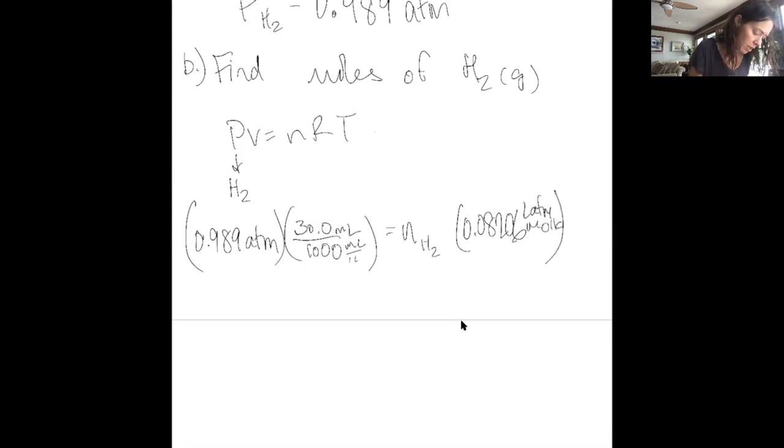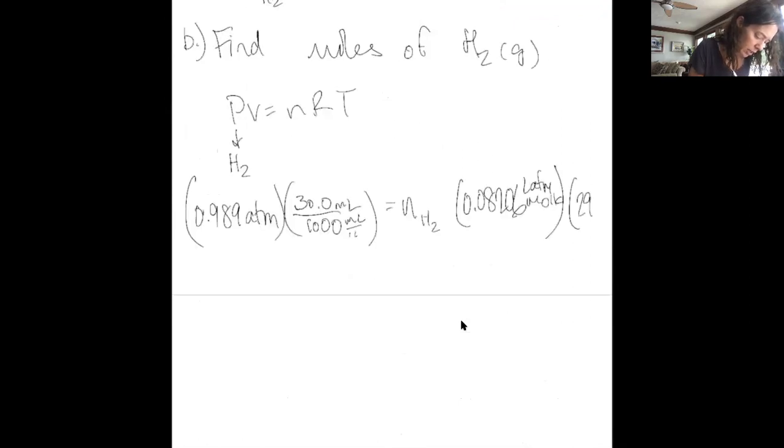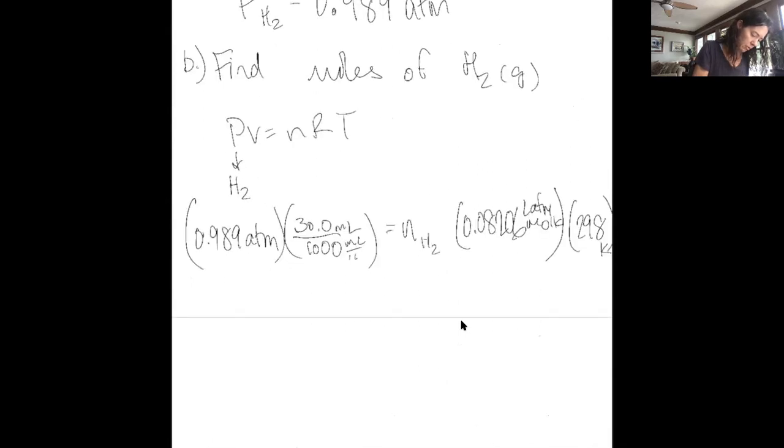Temperature needs to be in Kelvin. I think we said it was 25, which will give us 298. All right, so let's go ahead and get our moles of hydrogen: 0.989 times 0.03 divided by parentheses 0.08206. Look at your screen, make sure you don't make a mistake. Times 298, close parentheses, equals. I got the number of moles of hydrogen gas equal to 1.21 times 10 to the negative third.